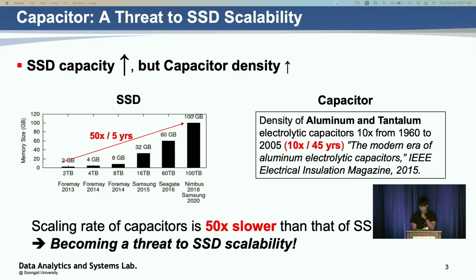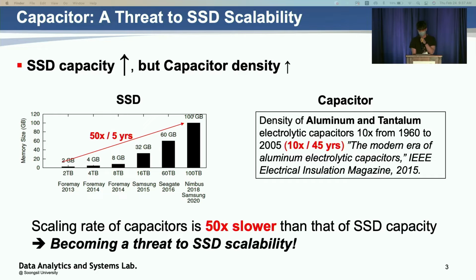However, the reliance on capacitors is not sustainable as the increase in SSD capacity far outpaces the increase in capacitor density. The graph on the left shows that the SSD capacity grew 50 times in the past 5 years. In contrast, the density of capacitors only grew by 10 times in the past 45 years, a near 50 times lower growth rate. As a result, it is necessary to rethink how SSDs are designed with respect to the slow scaling of capacitors.